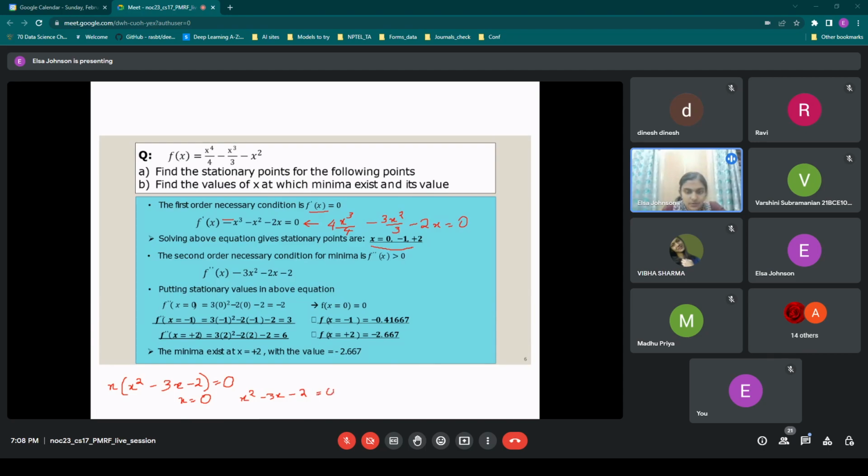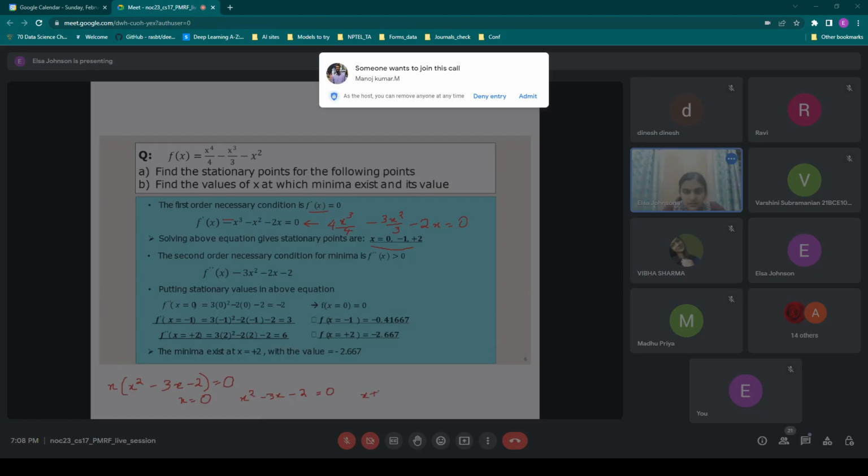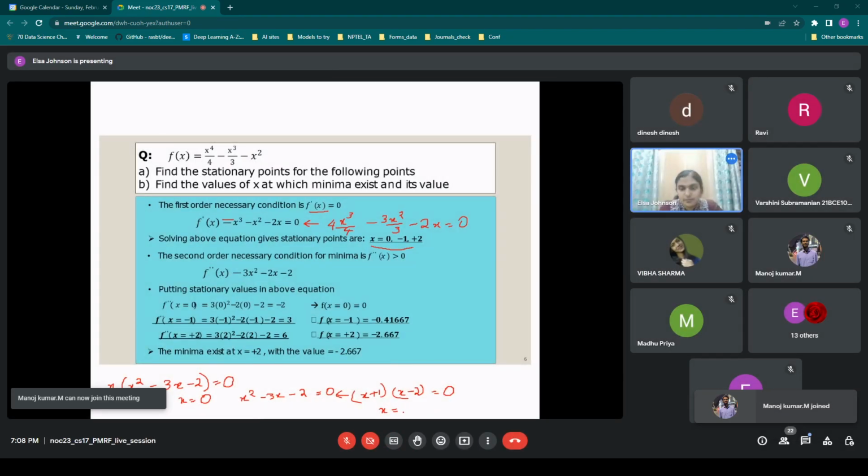Equal to 0. If you solve this, it will be coming like x plus 1 into x minus 2. That is why x is coming as minus 1 and 2. So these are the conditions that we are getting.